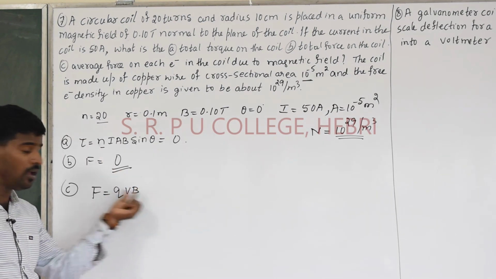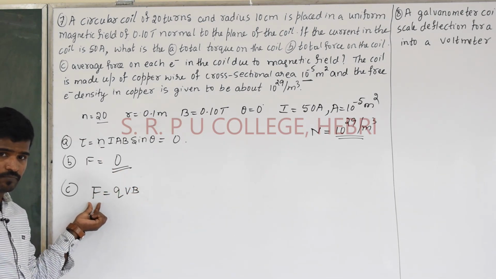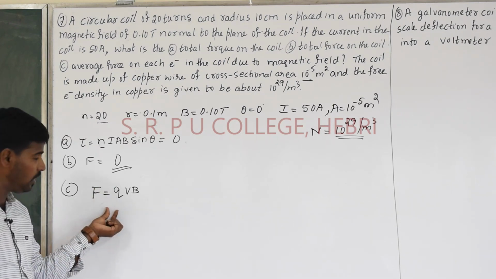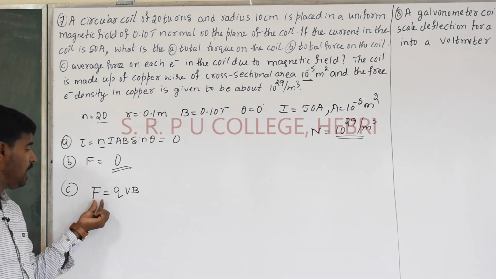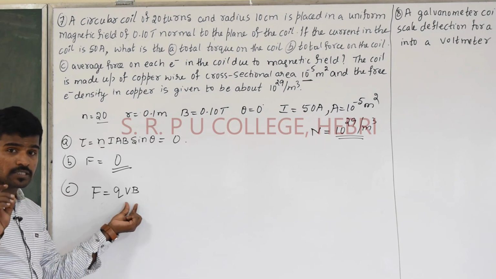Therefore, the force on each electron inside the copper coil is given by the relation F is equal to QVB, since the electron is moving with a velocity known as the drift velocity.